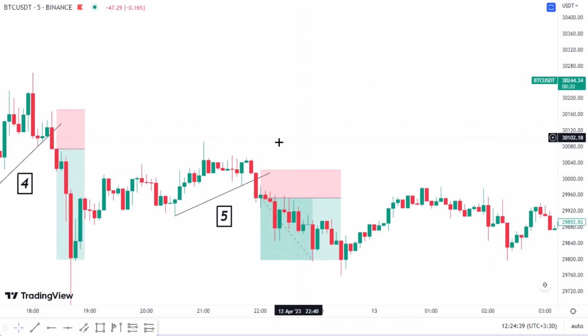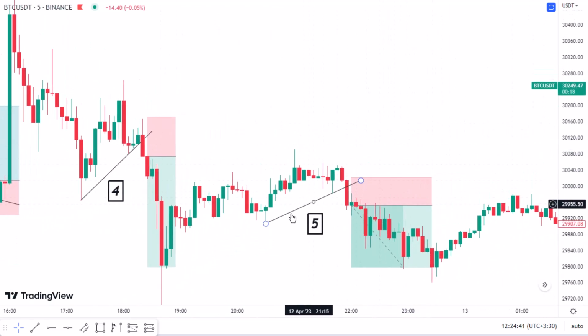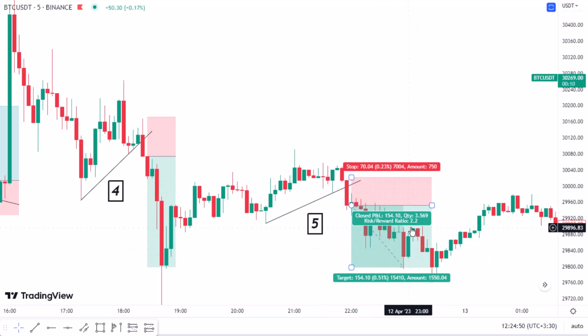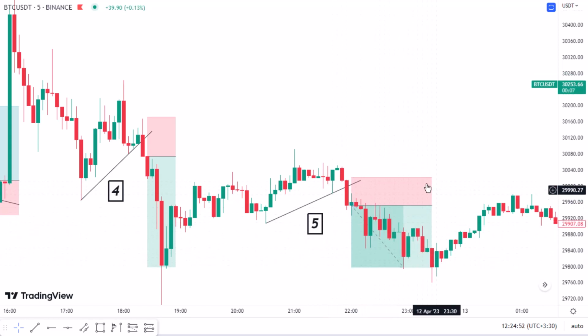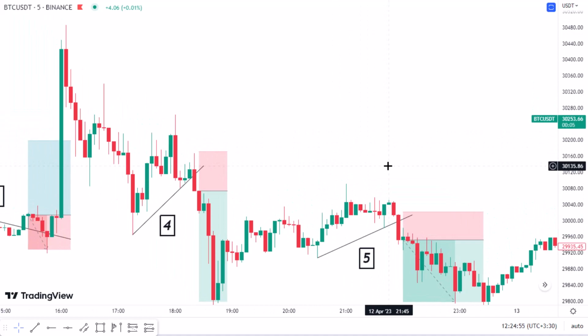Okay, on trade 5, the last one, I believe we did have this trend line broken here. We could risk here, enter a sell position, put our stop loss above the candle, and it gives us a reward of 2.2 somewhere here.